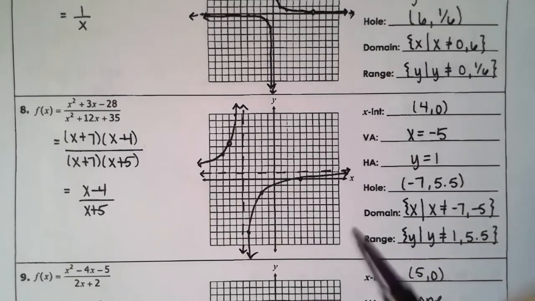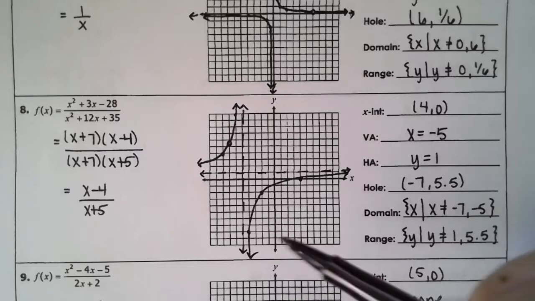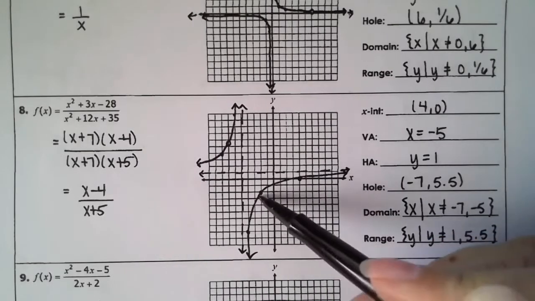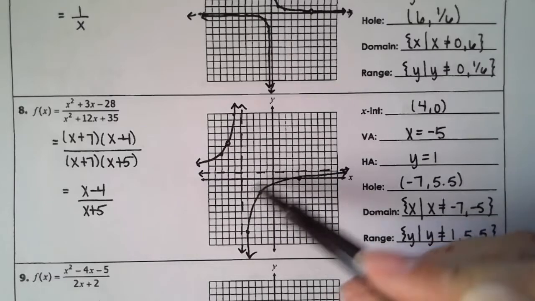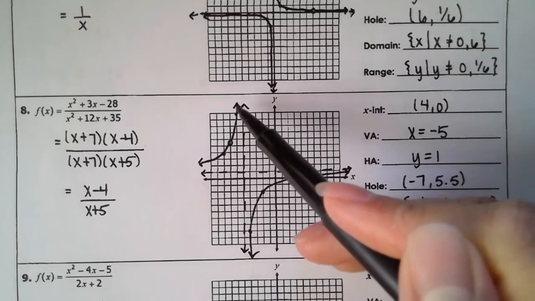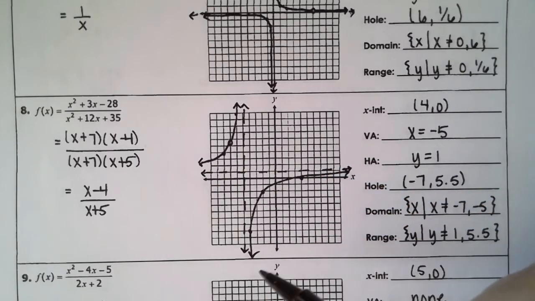Okay, so this is -7 comma 5.5. And then to find how it looks, same thing, right? Take some x values to the right of your asymptote here, and take some to the left as well, and then you're gonna get your points, and then you'll be able to sketch what it looks like. Okay.